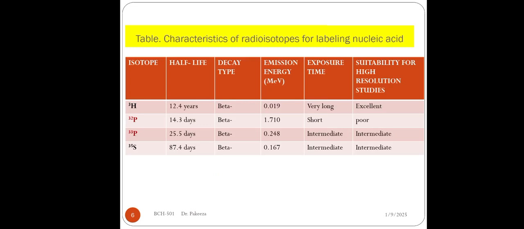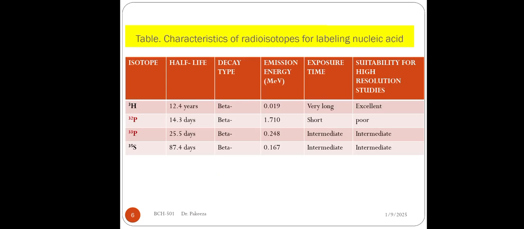This table tells us the characteristics of radioisotopes for labeling nucleic acid. You can see tritium, phosphorus 32, phosphorus 33, sulfur 35. You can see their half-life, and among them, the shortest half-life is of phosphorus 32, which is 14.3 days, whereas the longest one is of tritium, which is 12.4 years. Their decay type is beta, and their emission energy values are also given, whereas exposure time has been shown, along with the suitability for high resolution studies.